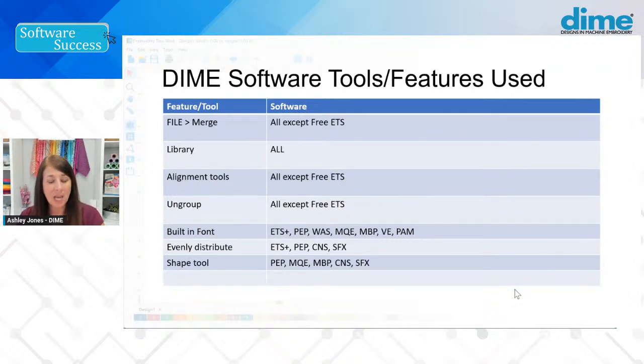And then the shape tool is what I used to regenerate, so to speak, that satin stitch that was broken in that sugar skull example that I edited. So the shape tool I use a ton for editing and manipulating my designs, and it is in Perfect Embroidery Pro, my Quilt Embellisher, my Block Piecer, Cut and Stitch, and Special FX embroidery as well. So, and I think that was all the things.